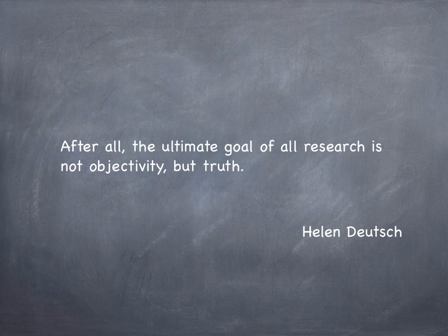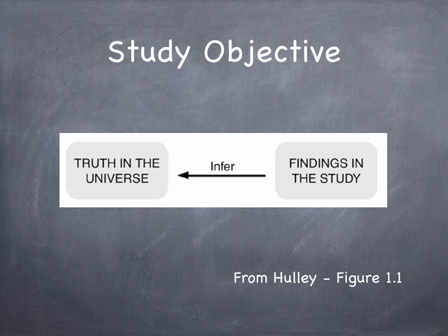After all, the ultimate goal of all research is not objectivity, but truth. As we've already learned, the ultimate objective of all studies is to learn truth in the universe. By thoughtfully reflecting on the findings in a study, we can infer that truth. The early chapters of the Holy Book provide an excellent introduction to this idea and are well worth reading and rereading a few times, especially Chapter 1, where the basic anatomy and physiology of clinical study design are described.